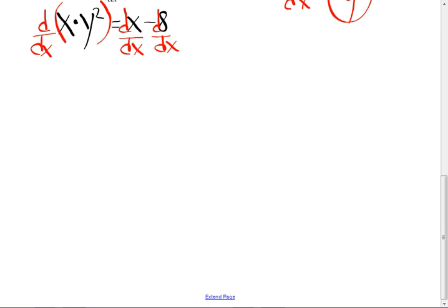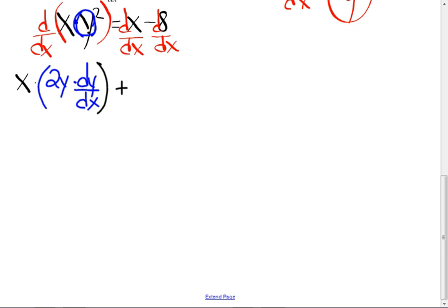I just always start with the first one times the derivative of the second. You could reverse it. It doesn't matter. So it's x times the derivative of y squared. What's the derivative of y squared? 2y. That's the derivative of y squared with respect to y. Times, and you have to do the inside function, the derivative of y with respect to x. That with respect to is critical. That's the first part of the product rule.